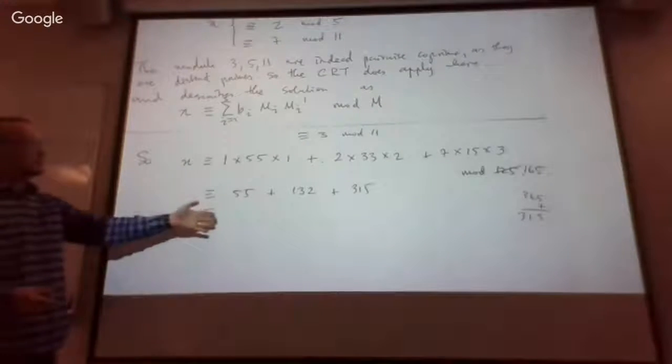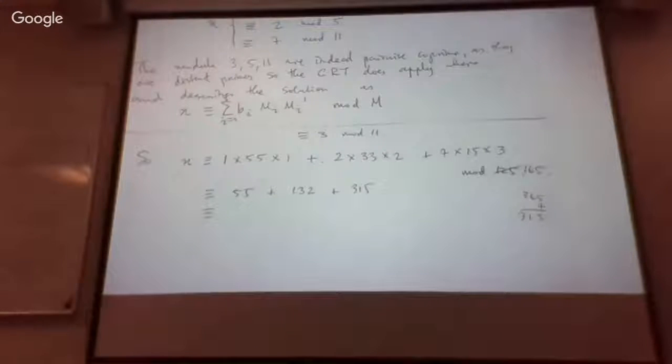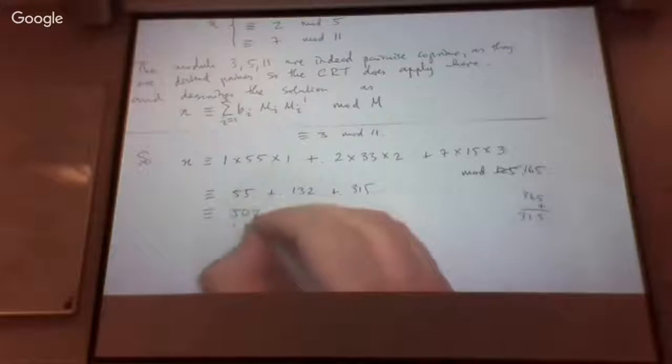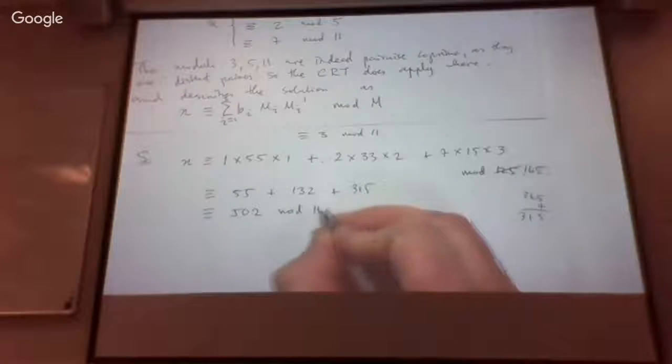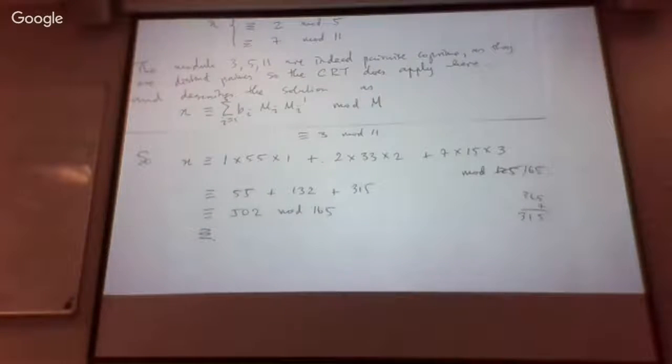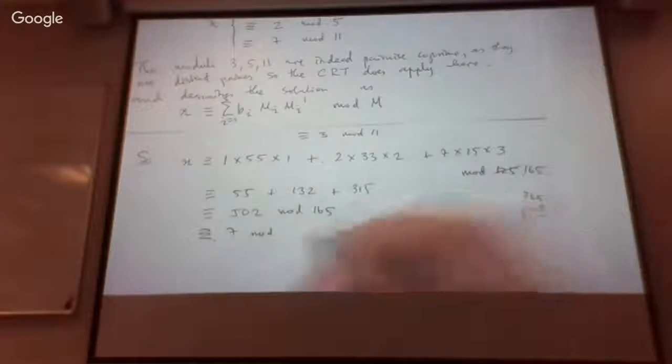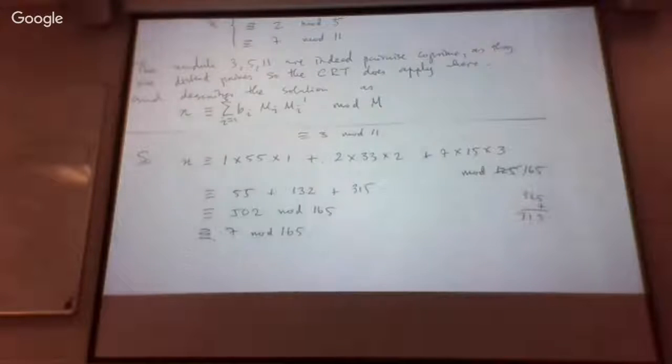So you finish that off by just quoting the smallest remainder for that congruence class, which is whatever it is. 502. So that's not the smallest one. Right, so that's what that is modulo 165. So 165 probably goes in 3 times, 300, 495, so 7 modulo 165. Okay.